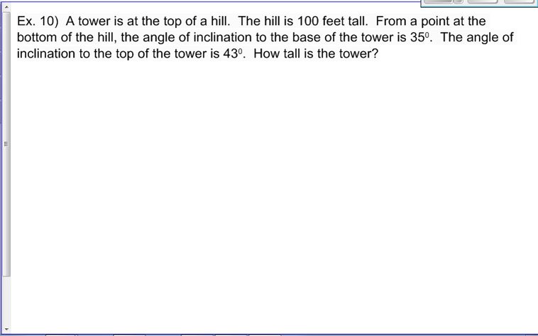Okay, so step one here needs to be to draw a diagram. So we've got a hill. There's the hill, and it's 100 feet tall. We've got a tower on top of the hill. Here's the tower.